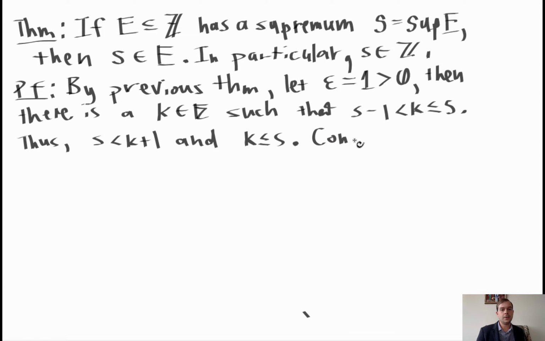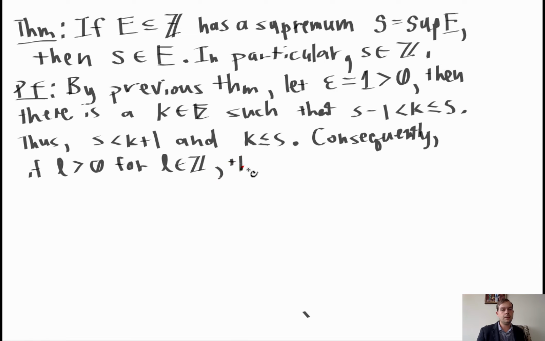And consequently, if L is greater than 0 for L an integer, then S is less than k plus 1, which will be less than or equal to k plus L. And so now we see that for every L greater than 0, S is a lower bound for k plus L. And so what does that tell us?